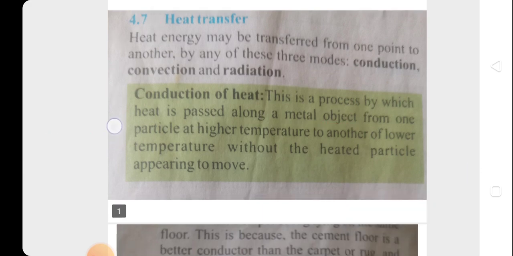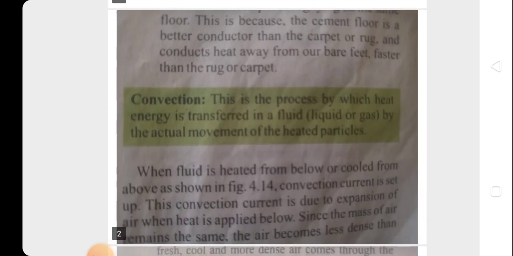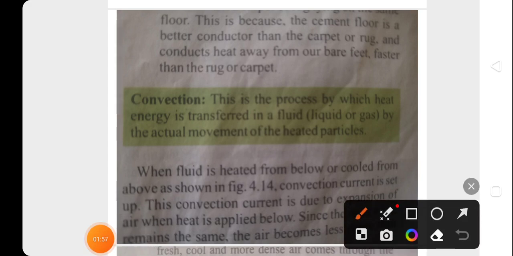The next transfer of heat is convection. So convection, this is the process by which heat energy is transferred in a fluid, liquid or gas, by actual movement of the heated particle.